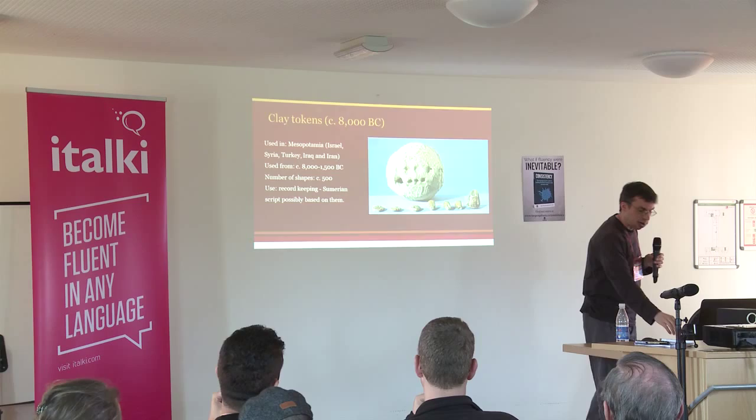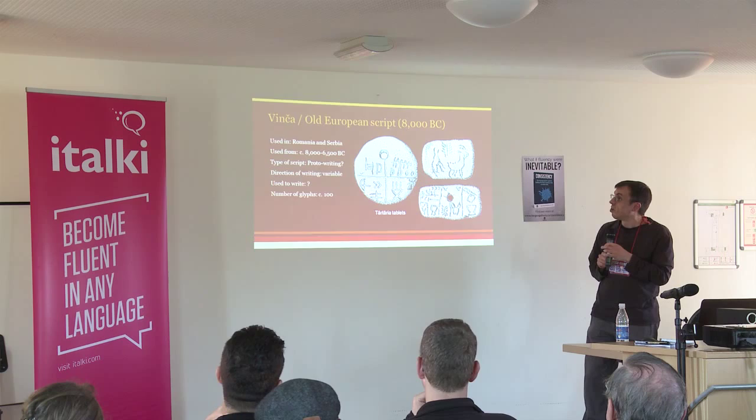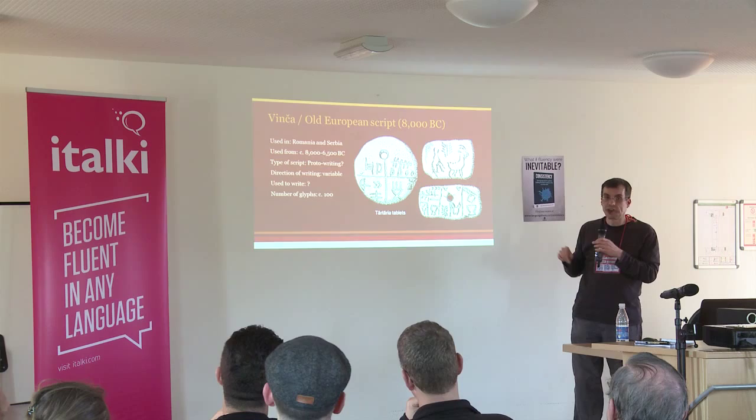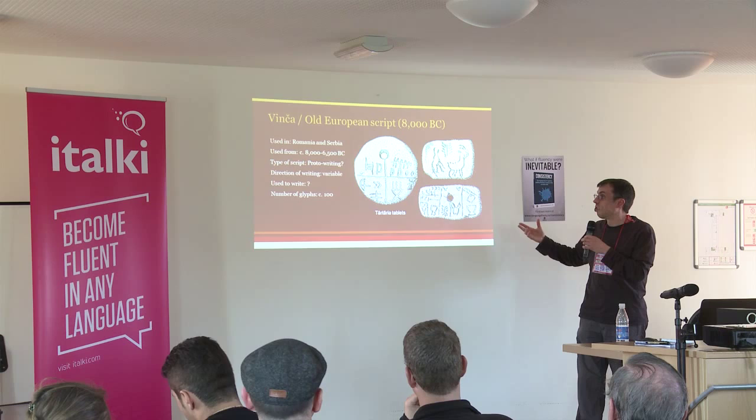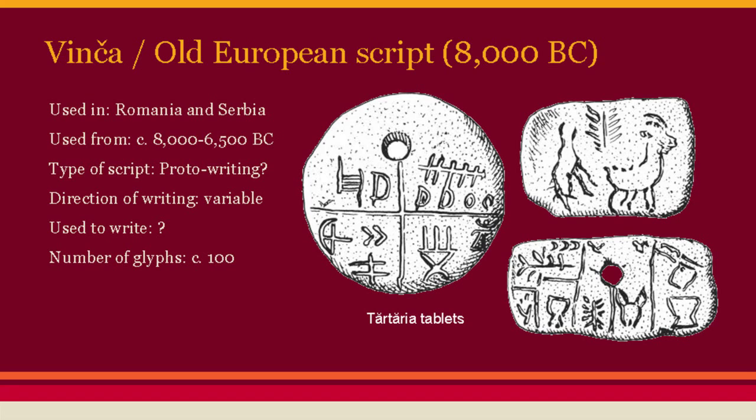But before then, from about 8,000 BC, people in parts of Romania and Serbia were possibly using a writing system. This hasn't been deciphered. Nobody knows if it is a writing system or a form of proto-writing, but this is what it looks like. So we don't know if it was an alphabet or a syllabary or anything like that. It has about 100 symbols, so that would suggest that it might have been some kind of syllabic script, because alphabets generally have fewer than 100, but we don't know.